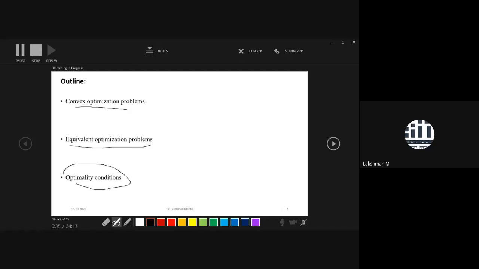In the case of convex optimization, local equals global. That means a local optimal solution of a convex optimization problem happens to be a global optimal solution as well. That's why convex optimization problems are very famous, and there are a lot of iterative methods to find the solution. So local equals global, that concept comes in here in the case of convex optimization.